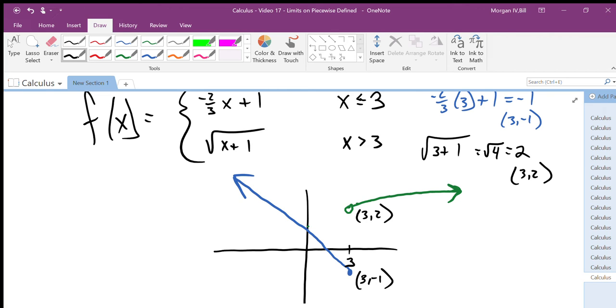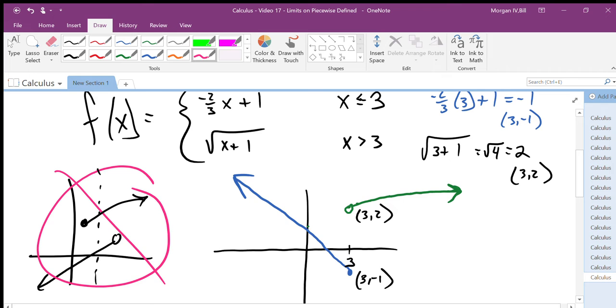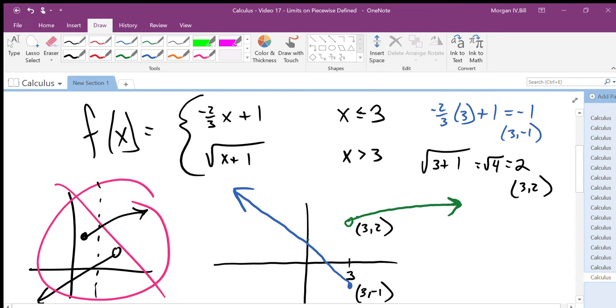If your piecewise defined functions overlap each other, like so, or you have something that does not pass the vertical line test, that's a problem. We don't want that. Going back to our original piecewise defined function, let me erase this, it's kind of in my way.